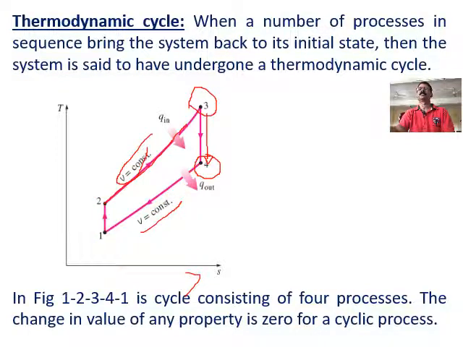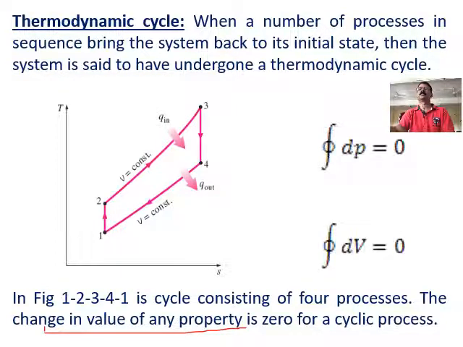For a cycle, the change in property is the same, 0. Because it was initially at state 1, after undergoing the sequence of processes it has come back to state 1. So the initial state and final state are the same for a cycle. If the initial and final states are the same, there is no change in any of the properties of the system. That means the change in value of any property is 0. Try to understand this point, very very important. The change in value of any property is 0 for a cyclic process.